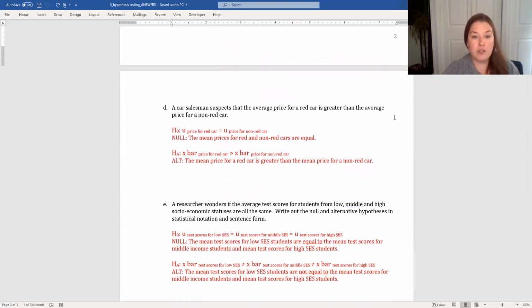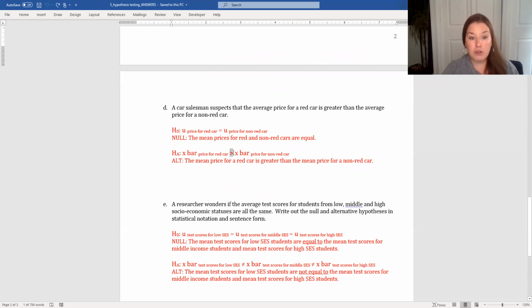D, a car salesman suspects that the average price for a red car is greater than the average price for a non-red car. Here, our independent variable is car color. Our dependent variable is price. We're comparing the price for red cars to price for non-red cars. So our null hypothesis is that the mean prices for red and non-red cars are equal.